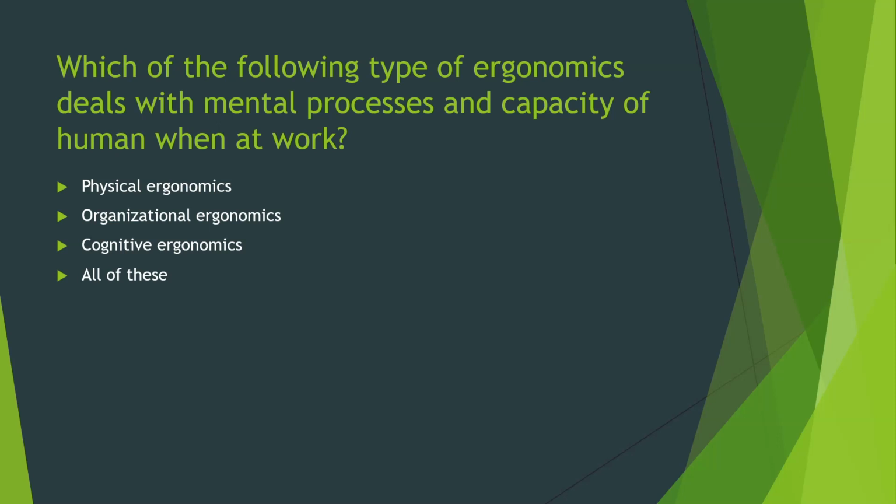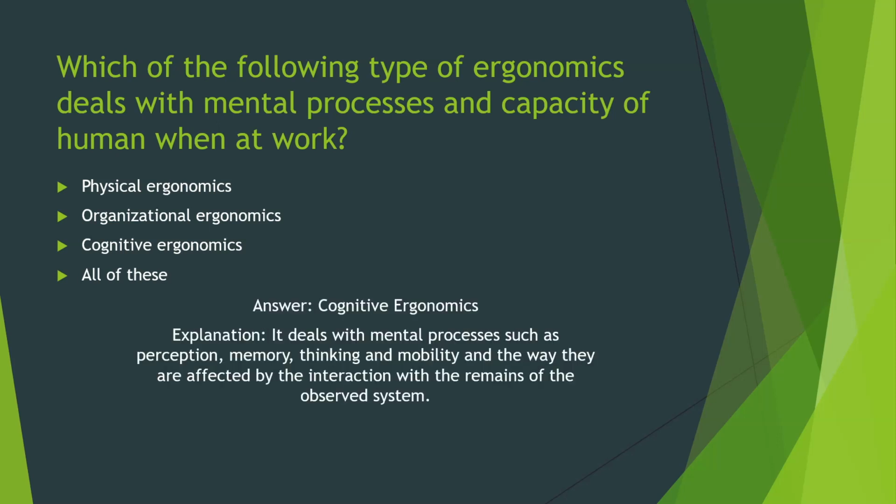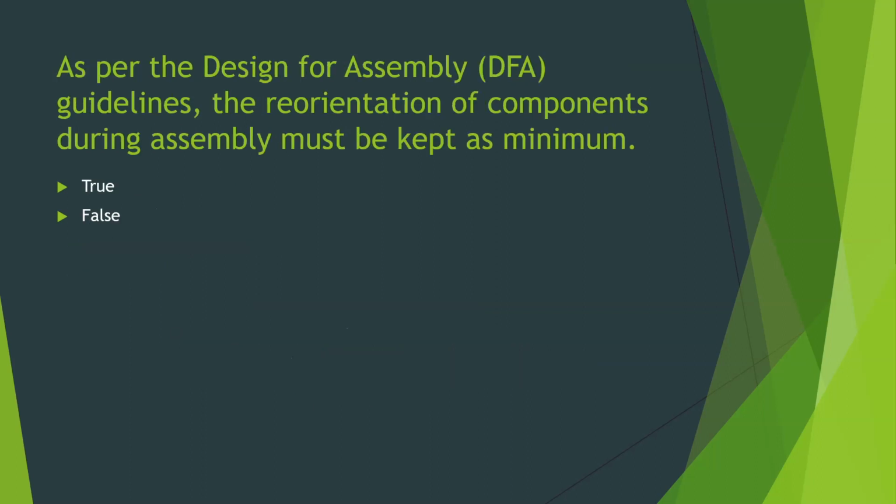Then coming on to the next question, which of the following types of ergonomics deals with the mental processes and capacity of humans at work? Yes. Cognitive ergonomics. So it deals with the mental processes such as perception, memory, thinking, and how they are affected by the interaction with the elements of the observed system. So we design our system while considering all these things parallelly. So coming on to, I feel, the last question of today's tutorial.